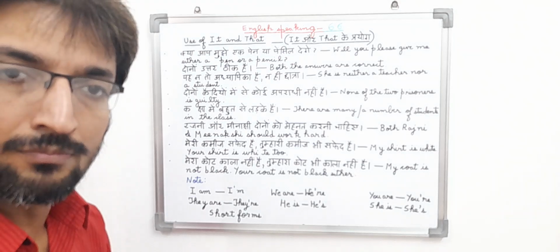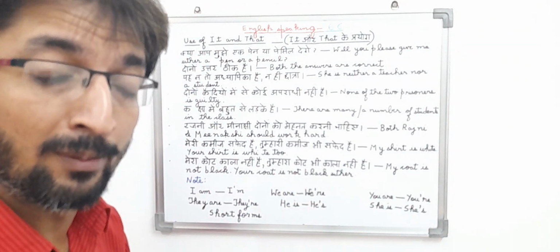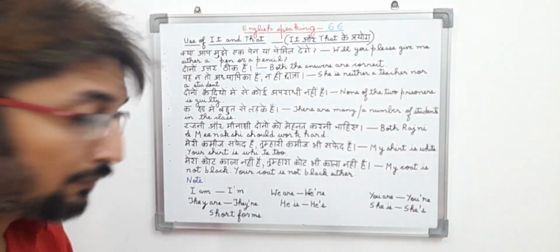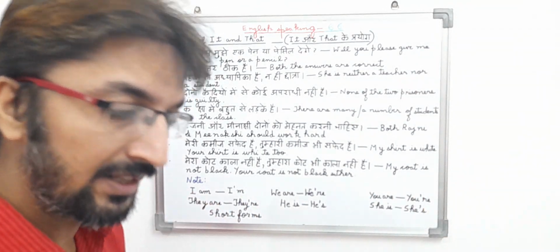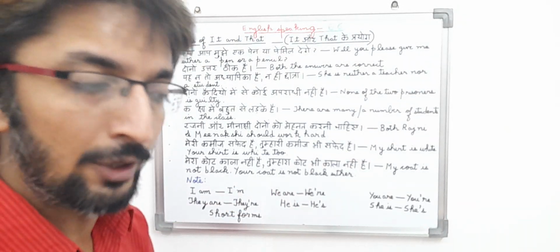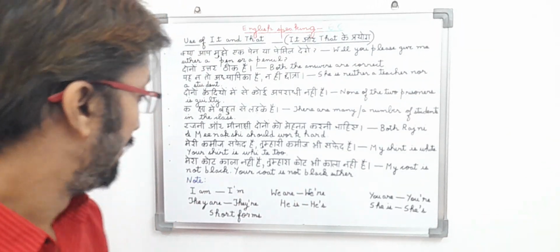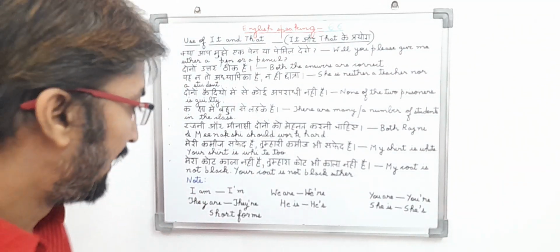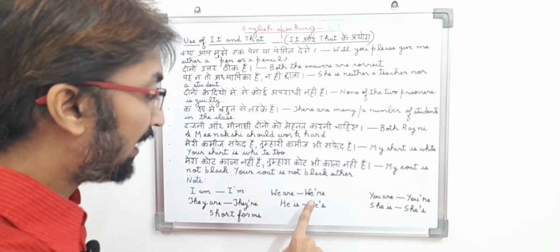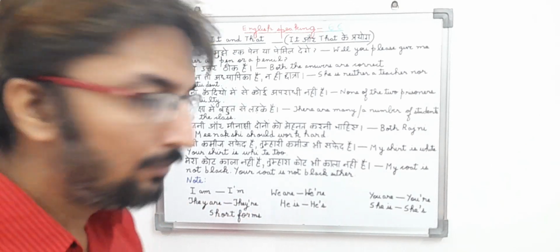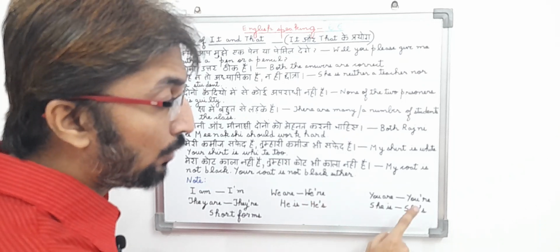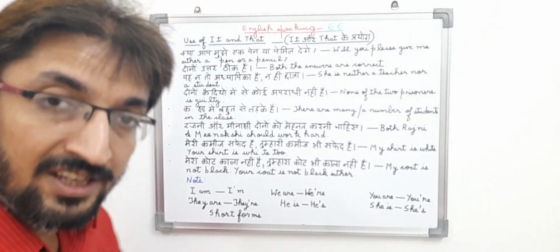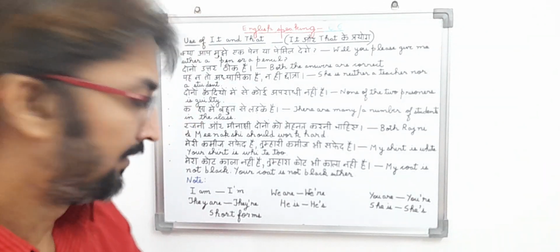Now friends, we will move towards some important notes which we need to remember while speaking English language. There are some short forms which we need to remember while reading, writing or speaking the English language in front of another person. Note, I am. So friends, I am can be written in a very short form, I'm. We are, it can also be written in short form, we're. You are, you're. They are, they're. He is, he's. She is, she's.